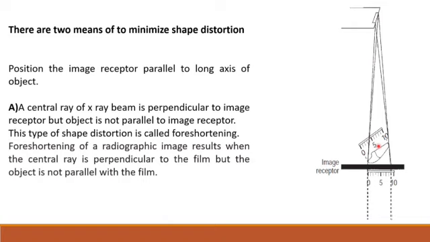In short, foreshortening of a radiograph will result when the X-ray is perpendicular to the film and the object is not parallel with the film. To rectify that, we need to position the image receptor parallel to the long axis of the object. Thereby, when the exposure occurs, the X-ray beam will be perpendicular to both the object as well as the film.